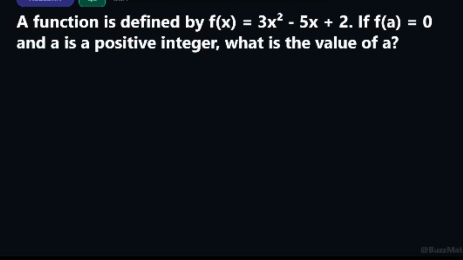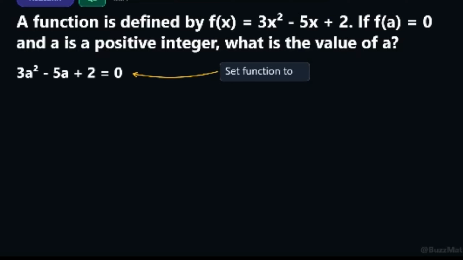First, the question tells us that f(a) equals 0. So, we simply plug a in for x and set the whole equation to 0. 3a² - 5a + 2 = 0. Set function to 0. Now we factor the quadratic. We need two numbers that multiply to positive 6 and add to negative 5. (3a - 2)(a - 1) = 0.